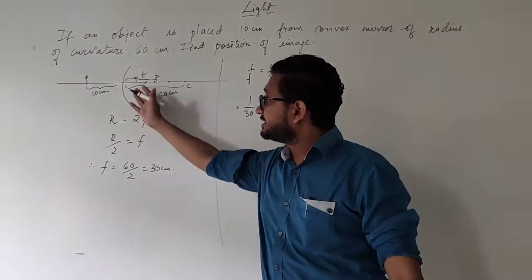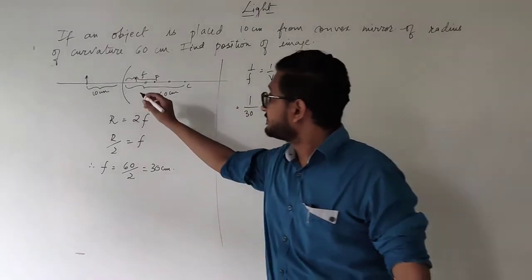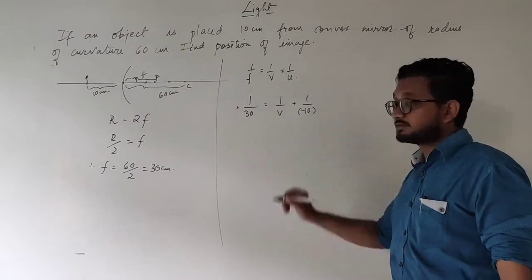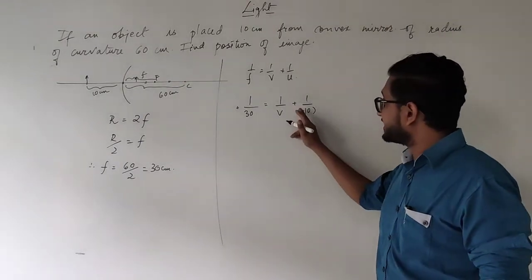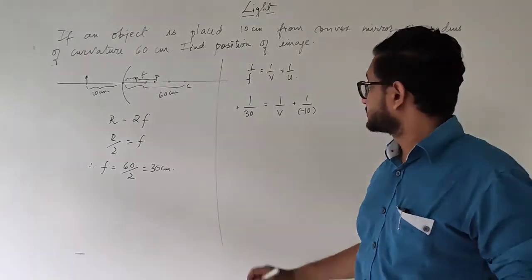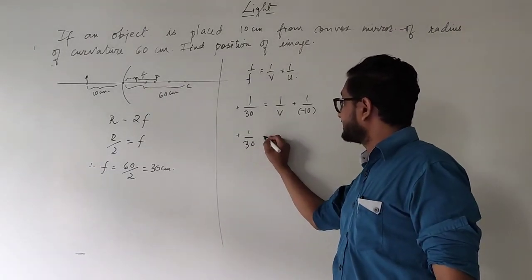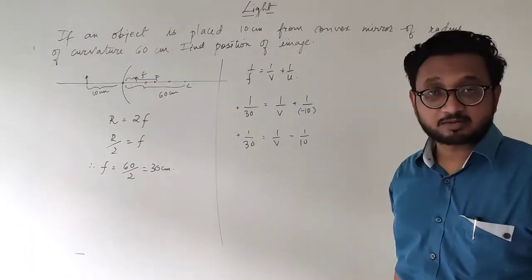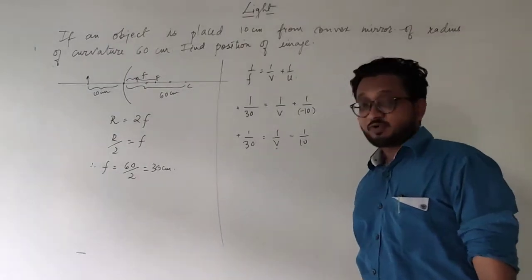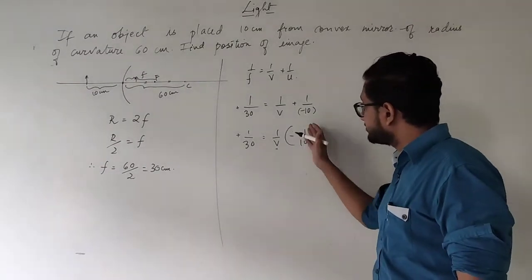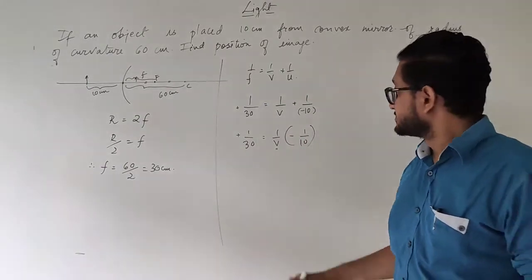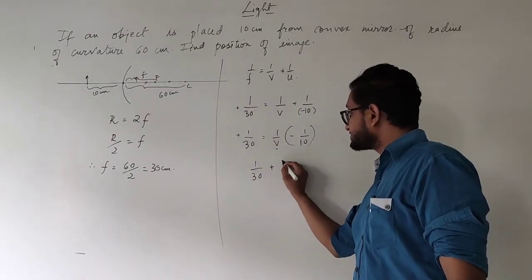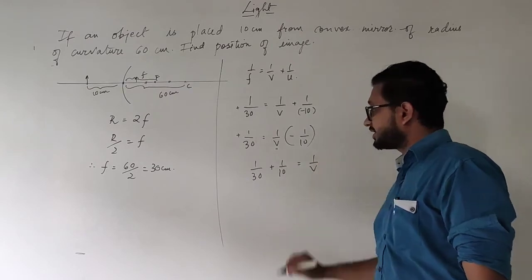But we know that the object is always on the left hand side of the principal axis, on the left of the mirror. So it is always taken as negative, that is on the negative x-axis. So this plus becomes minus 10. So what you get over here is plus 1 by 30 is equal to 1 by v minus 1 by 10, because the sign becomes minus 1 by 10. You are supposed to find 1 by v, so you take this whole number on the other side of the equal to sign. So the minus sign changes to plus sign. So it becomes 1 by 30 plus 1 by 10 equals 1 by v.